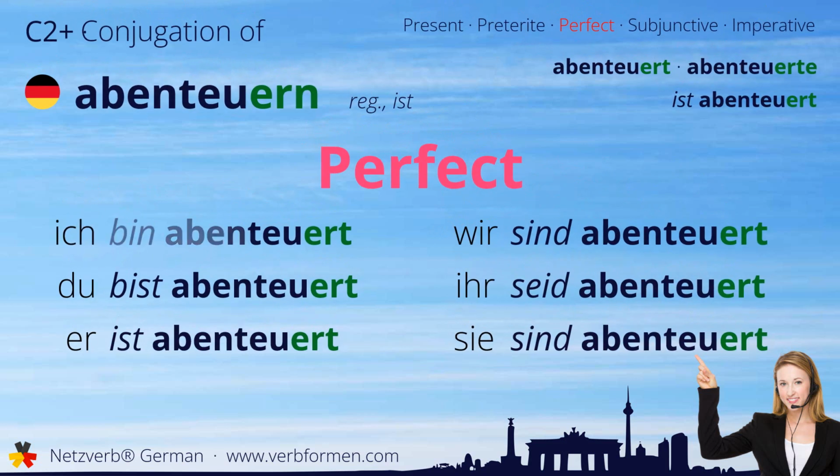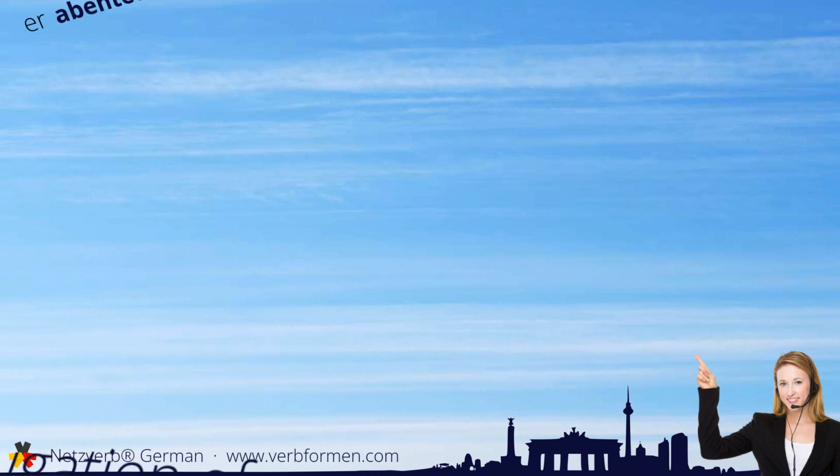Ich bin abenteuert. Du bist abenteuert. Ist abenteuert. Wir sind abenteuert. Ihr seid abenteuert. Sie sind abenteuert. Next up is the subjunctive one.